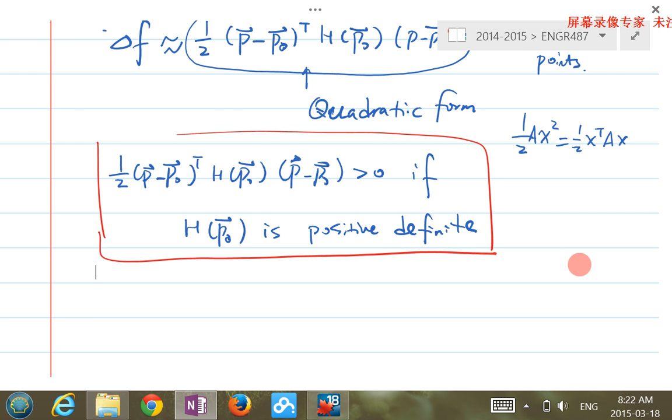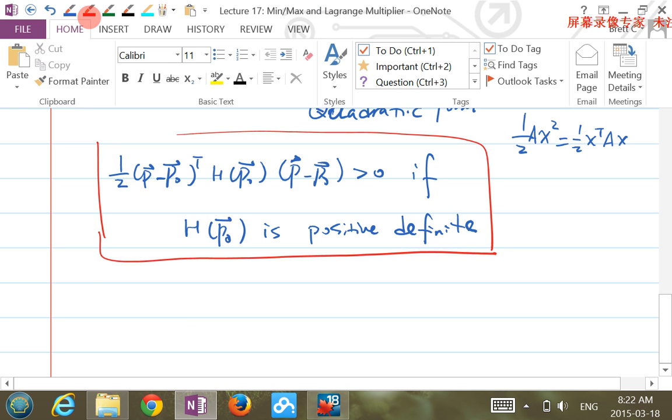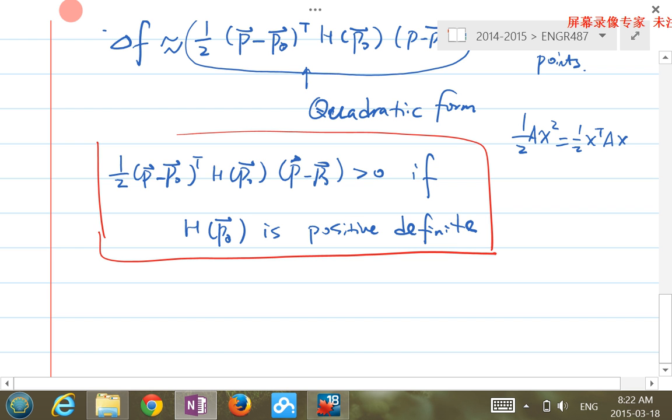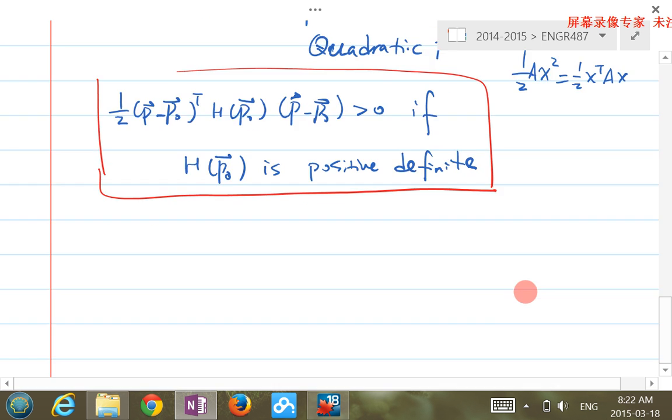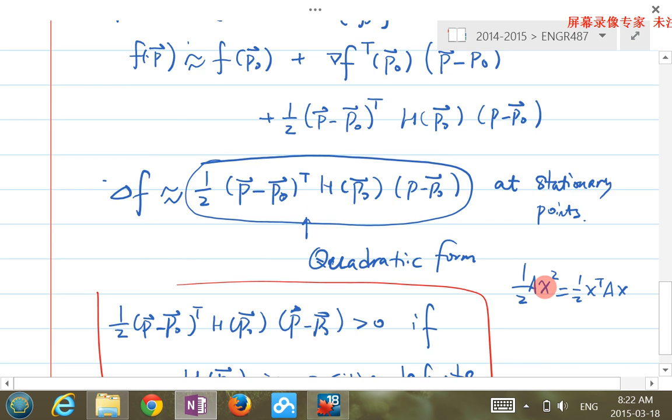Or in other words, if this is less than 0, then it's negative definite. If it's greater than or equal to 0, it's called positive semi-definite. But anyway, we'll focus on positive definite here. So if your second look here is this matrix H.